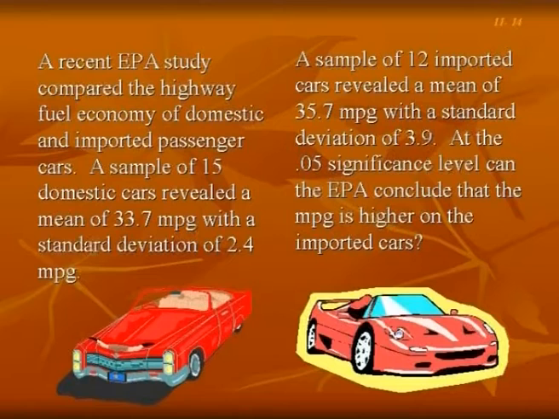A recent NHA study compared the highway fuel economy of domestic and imported passenger cars. A sample of 15 domestic cars revealed a mean of 13.7 km per liter with a standard deviation of 0.24 kilometers per liter. And similarly, a sample of 12 imported cars revealed a mean of 13.9 km per liter with a standard deviation of 0.39.